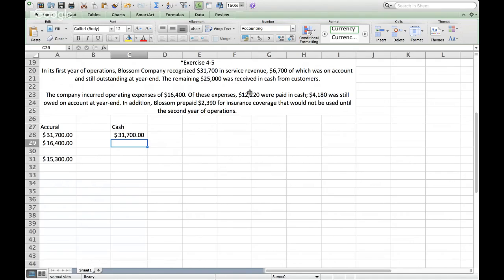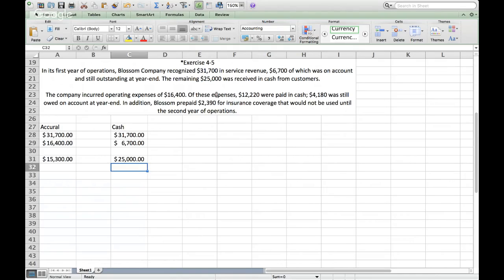$6,700 of it was on account, outstanding at the end of the year. So because they haven't received that money yet, we're going to go ahead and subtract that. So that's $6,700, and then we'll get the total of those. So the revenue minus the accounts receivable, sorry, and it'll be 25,000. So let's move that down one. So $25,000 is what we're starting with.